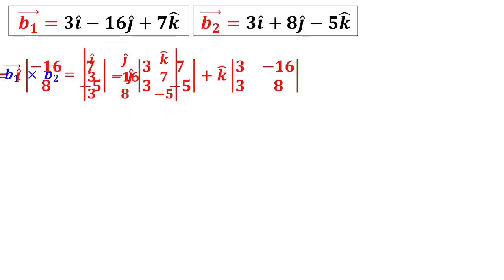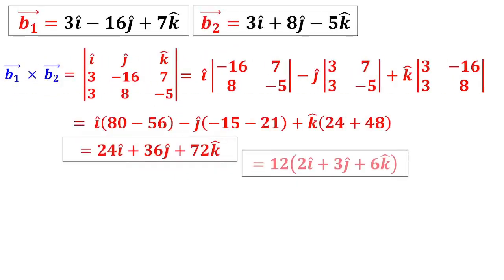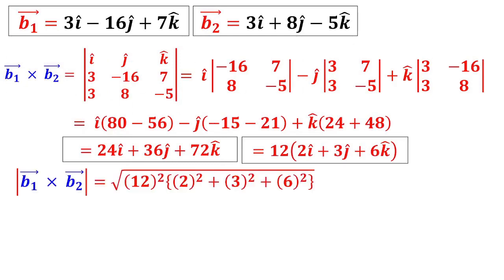B1 is given, B2 is given, B1 cross B2 is found, and its magnitude is also found. Here, the numbers are very big, 24, 36, 72. So you have to find 24 square plus 36 square plus 72 square. To minimize it, I have taken 12 outside. When you find it, it will be 12 square multiplied by 2 square plus 3 square plus 6 square.